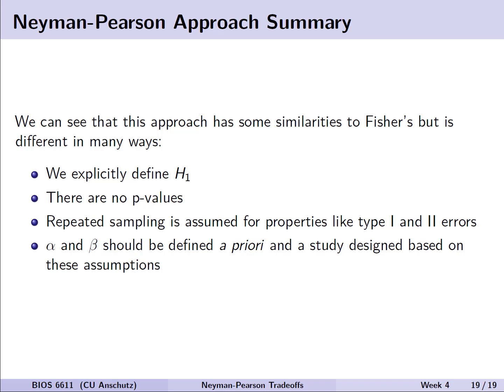We did hopefully note some similarities to Fisher's approach, but there are many differences. First, we explicitly define an alternative hypothesis. There are also no actual p-values included in the way Neyman and Pearson proposed their framework. They also assume repeated long-run sampling for properties like type 1 and type 2 errors. And also one thing that they were huge proponents of that we didn't talk about really that much is that alpha and beta should be defined a priori, or before you even design a study. And then you design the study on those features and calculate how many participants you might need to actually observe and detect a difference.